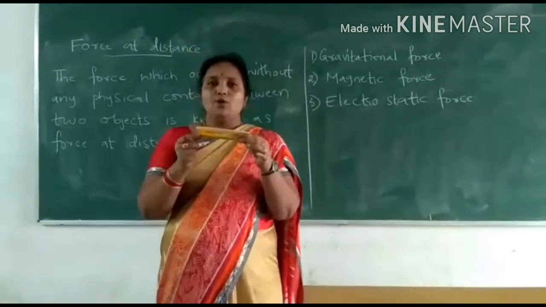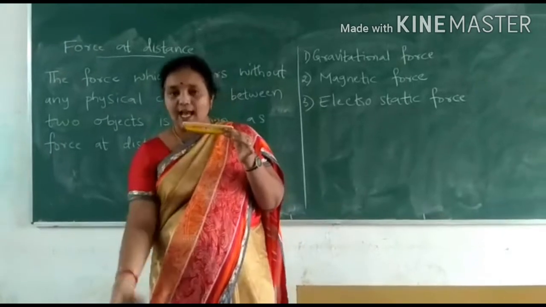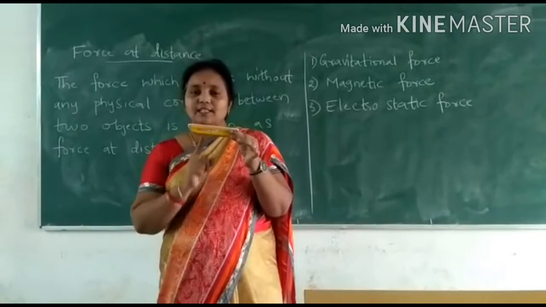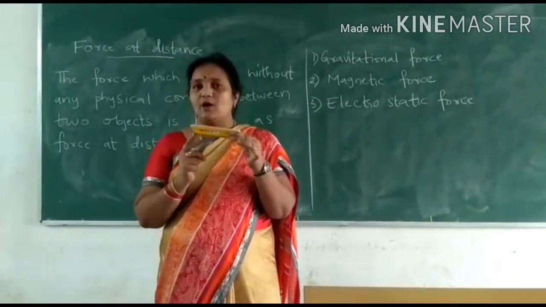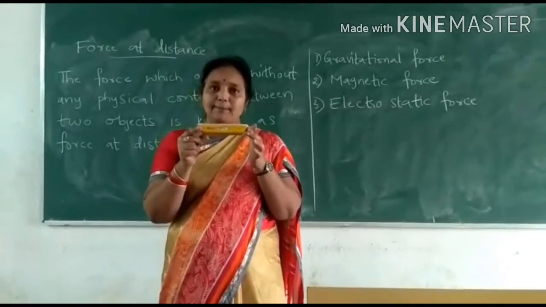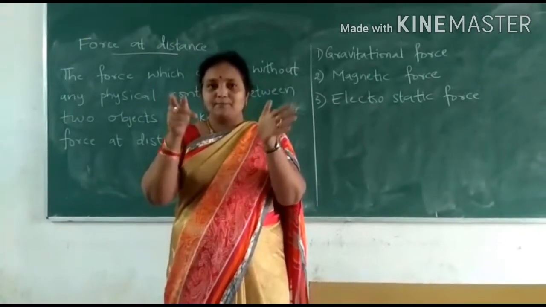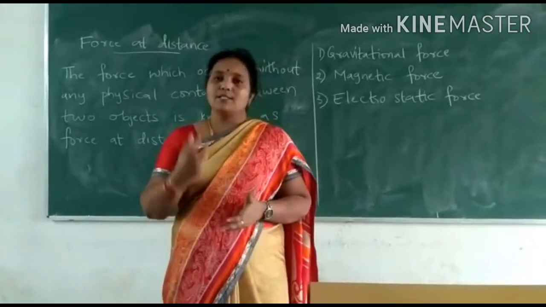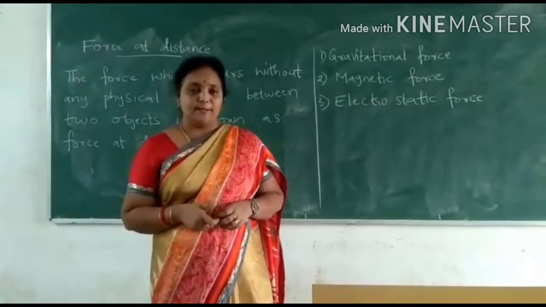Okay children? And if you carefully observe, there is space between this duster and the ground. This distance is between Earth and this object, and force is pulling this duster to the ground. Gravitational force is a type of field force or force at distance. Now see, I am leaving this duster. Did you hear the sound? It has fallen on the ground because Earth is pulling the duster in the downward direction.